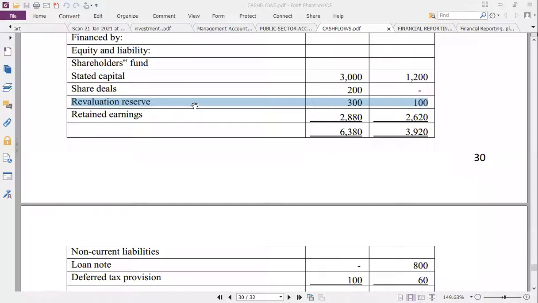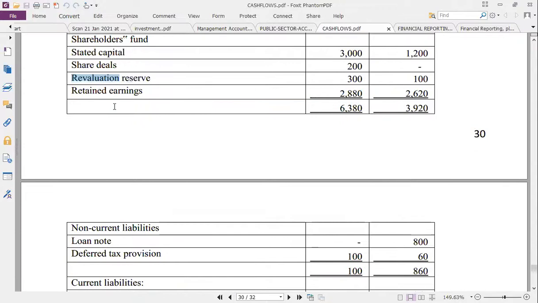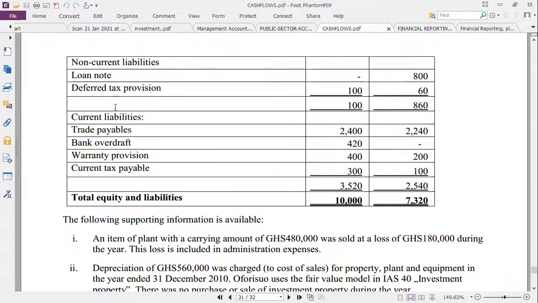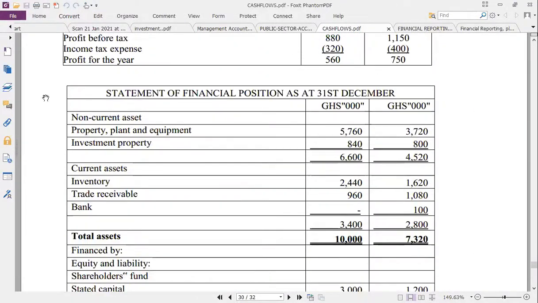Let me say something here. This revaluation reserve is also called capital surplus, so take note when you are doing the changes in the financial statement preparation. Sorry, the closing balance is 5,760.